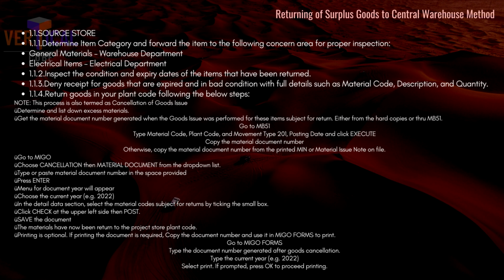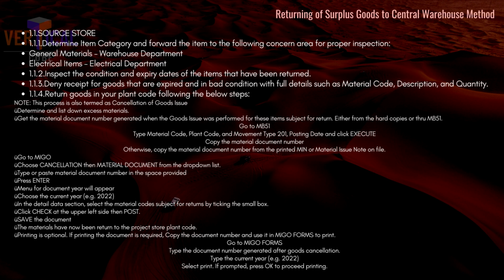1.10.4 Return goods in your plant code following the below steps. Note, this process is also termed as cancellation of goods issue. Determine and list down excess materials. Get the material document number generated when the goods issue was performed for these items subject for return, either from the hard copies or through MB51. Go to MB51. Type material code, plant code, and movement type 201, posting date and click execute. Copy the material document number. Otherwise, copy the material document number from the printed MIN or material issue note on file.